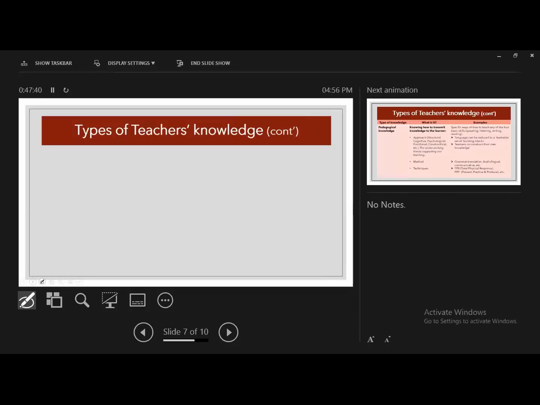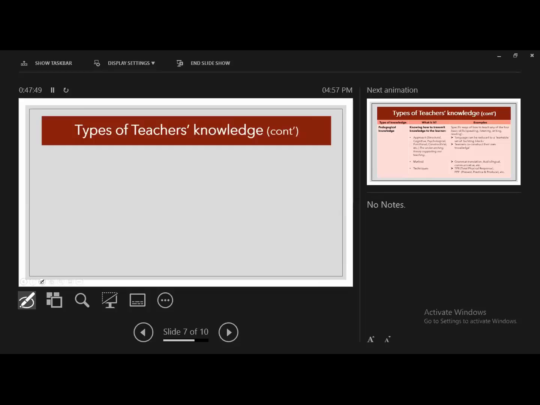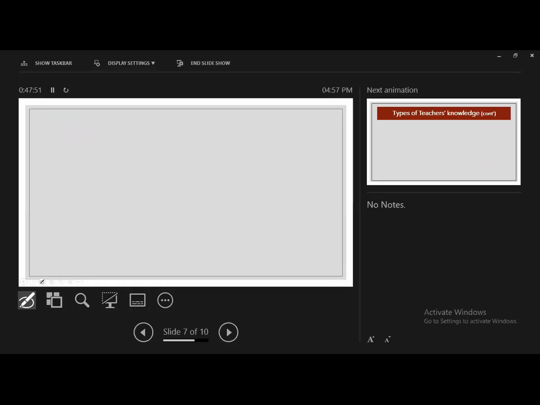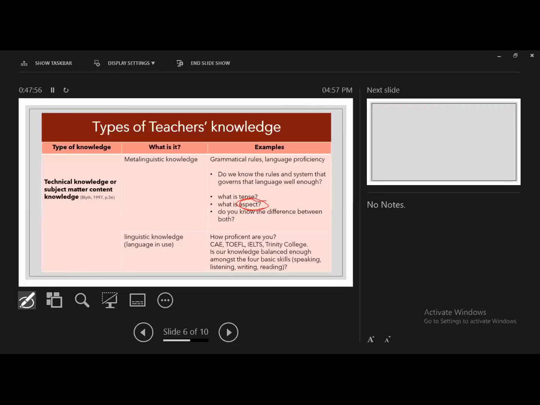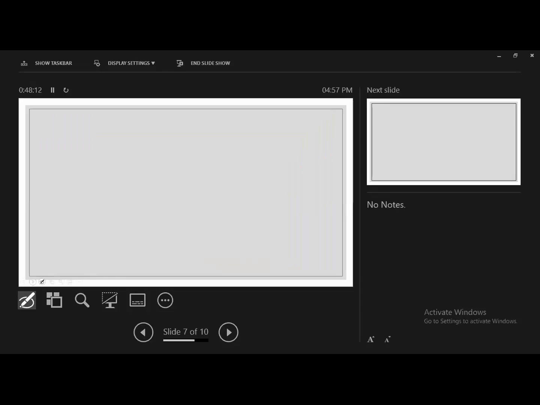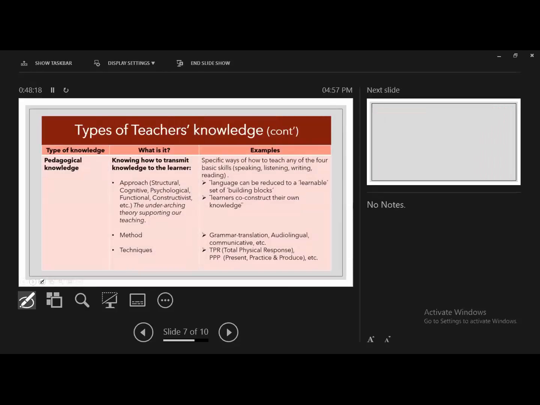Then we go to pedagogical knowledge. You notice the difference. Ya empezamos a ver la diferencia, ¿eh? Vimos primero lo que era conocimiento técnico o de la materia. Ahora vamos a ver pedagogical knowledge. What is pedagogical knowledge?